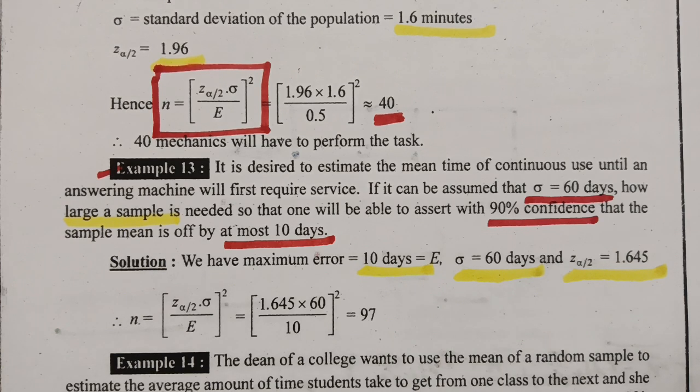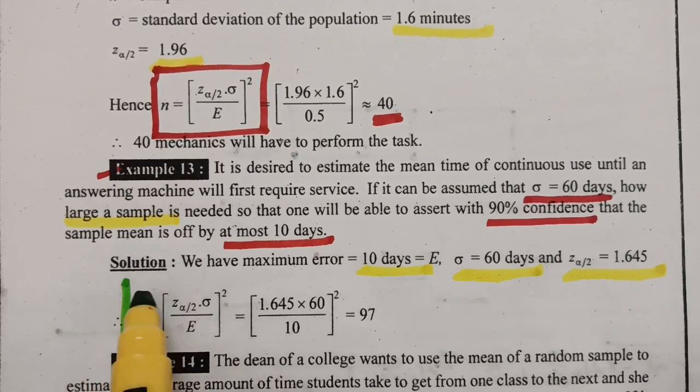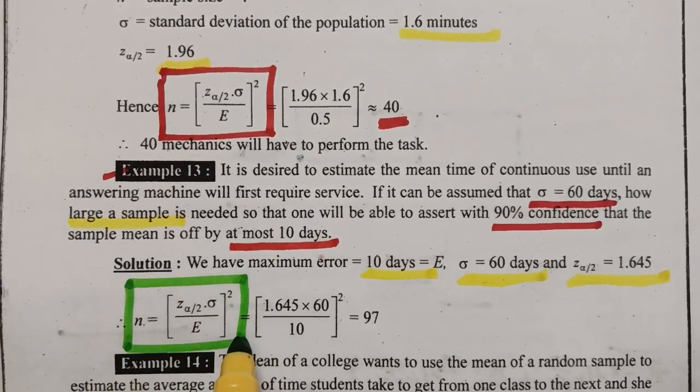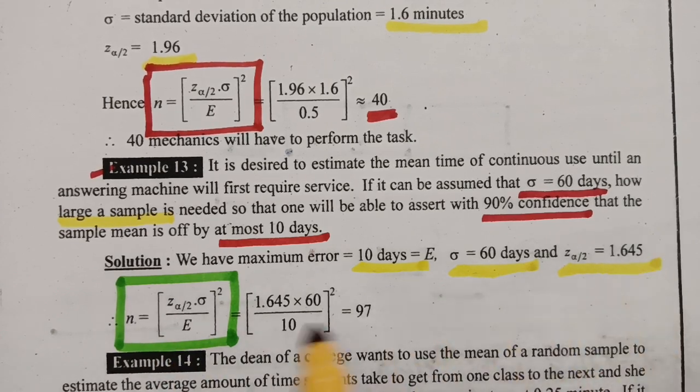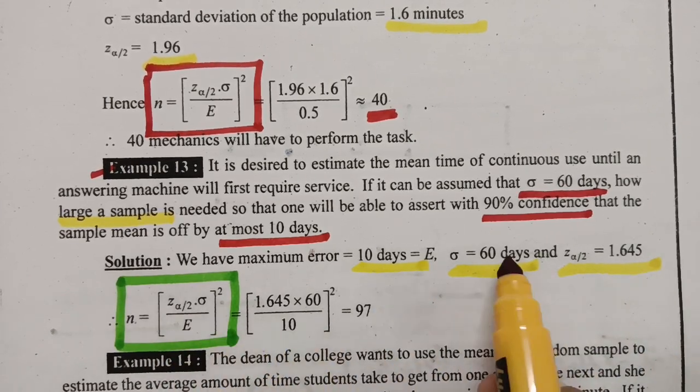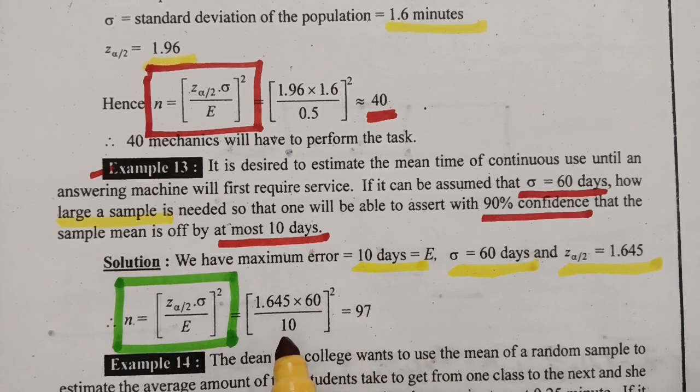So what is n? n is nothing but the sample size. The formula here is z alpha by 2 into sigma by E, whole square. If I substitute each and every value here, that is z alpha by 2 is equal to 1.645, sigma is equal to 60, and E is equal to 10, whole square.